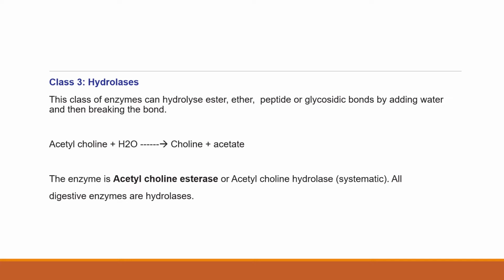Maybe you've heard of acetylcholinesterase. Acetylcholine is found in skeletal muscles, and acetylcholinesterase is the one that is responsible for decoding the information from acetylcholine. You remember acetylcholine is the substance responsible for muscular contraction. Systematically we can also call this acetylcholine hydrolase. So what else? All digestive enzymes are hydrolases.